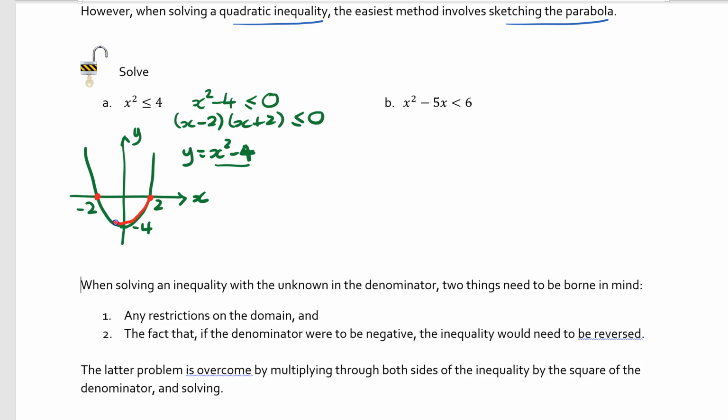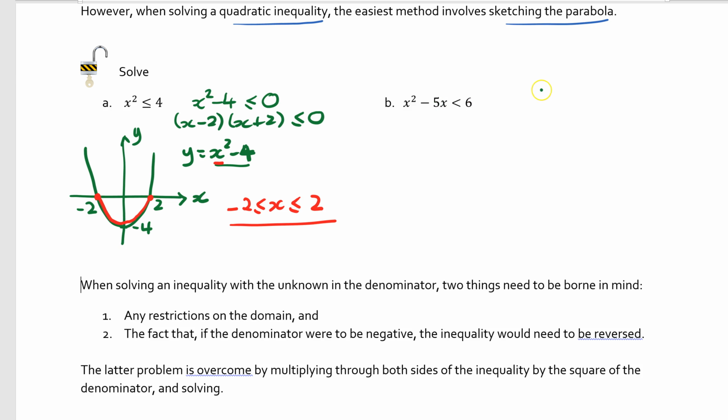Now we're not interested in the actual y values, apart from the fact that we want them to be negative. What we're interested in are the x values that cause our curve to be negative. So our solution then is that any x values between minus 2 and plus 2 will give us negative values of x squared minus 4, or negative or equal to 0. So this is our answer, that x squared is less than or equal to 4 when negative 2 is less than or equal to x less than or equal to 2. Okay, so let's have a look at our next example.